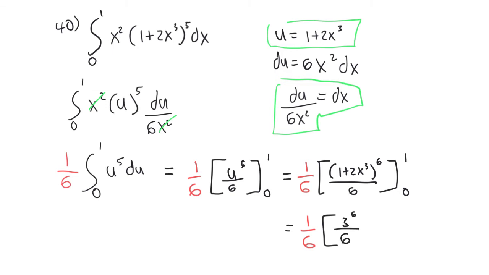Now, we're going to be subtracting the whole scenario where we plug in 0 for x. If we plug in 0 for x, it's going to be 0 cubed, which is just 0. 2 times 0 is 0. 1 plus 0 is 1, so that's going to be 1 over 6.